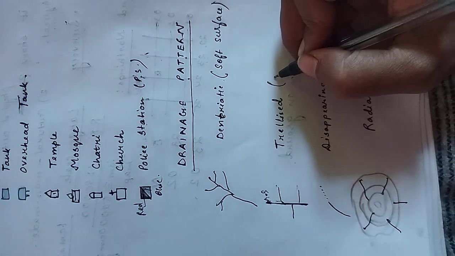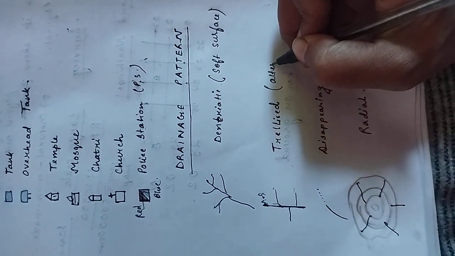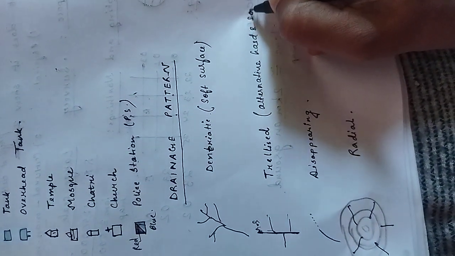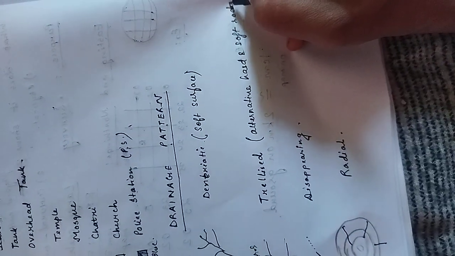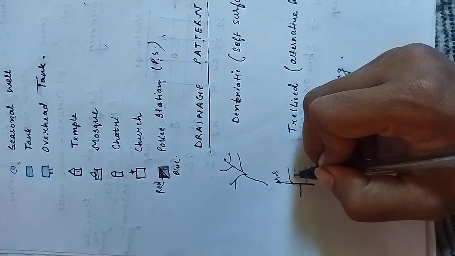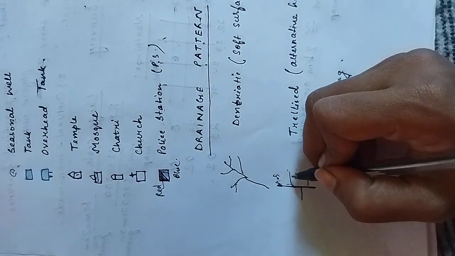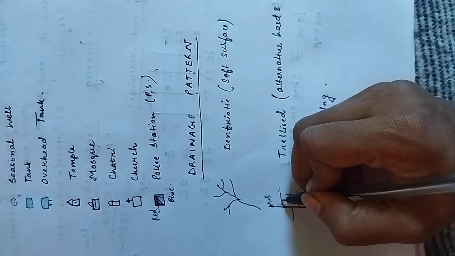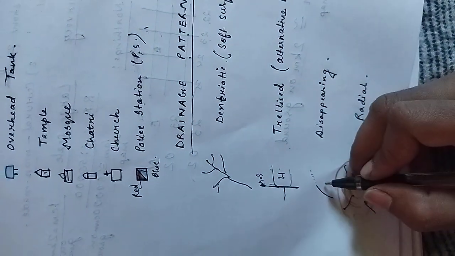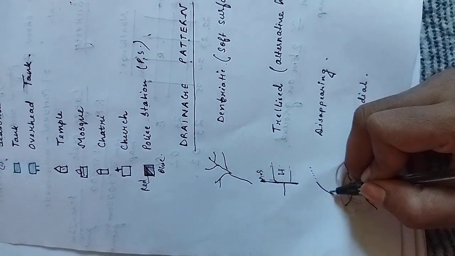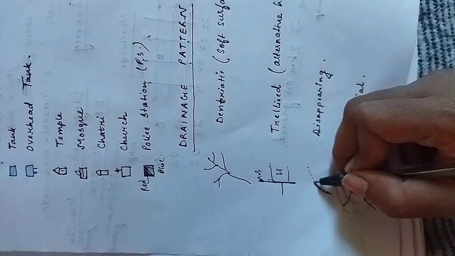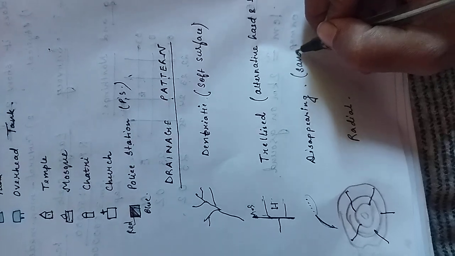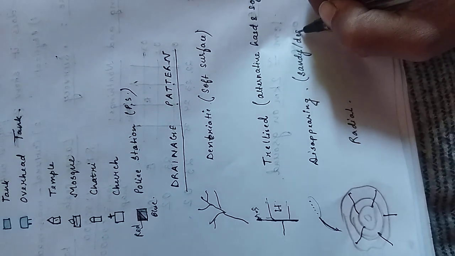Here the land surface has alternating hard and soft rocks. So these surfaces are very hard, so the water cannot cut the land. Where it gets a softer surface, it cuts the land and forms a stream. This is the disappearing stream, which means that the water channel, when it is moving, disappears somewhere, because it is usually found in sandy areas or in desert areas.